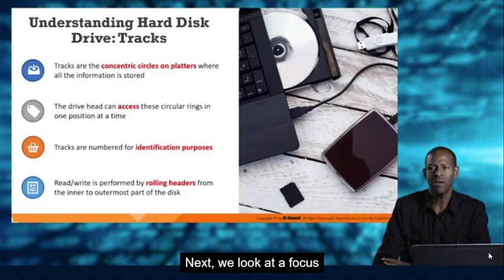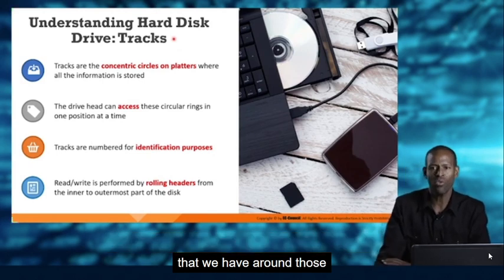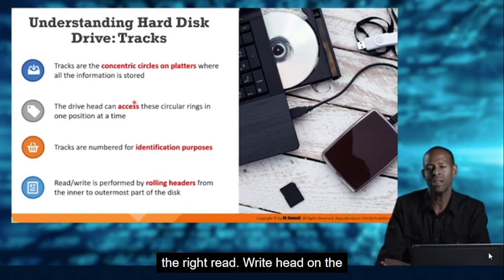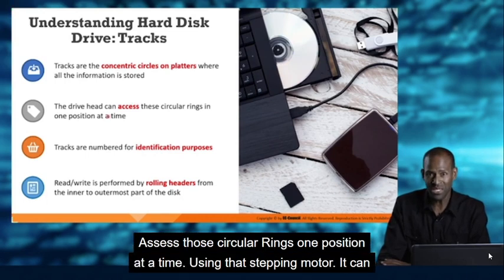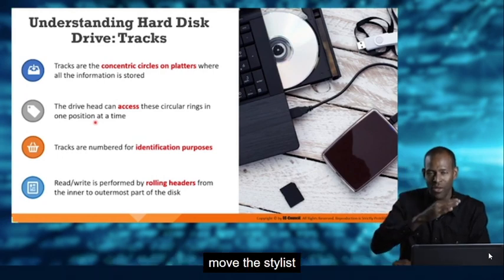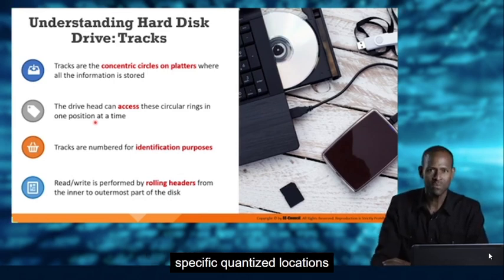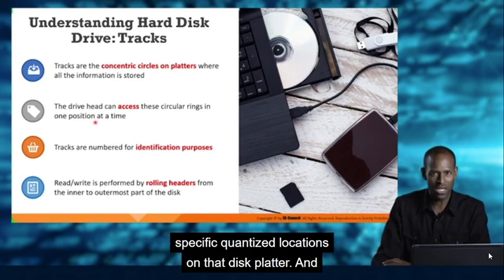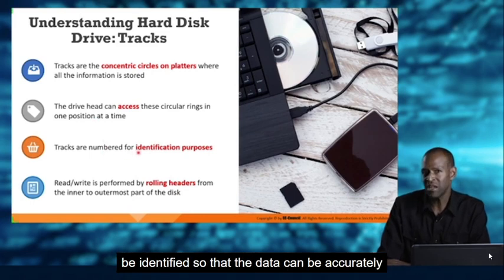Next, we look at a focus on the tracks. So the tracks are the concentric rings that we have around those platters on the disk drive. And the read-write head on the actuator can access those circular rings one position at a time using that stepping motor. It can only go in one place. So in other words, it's not like a record player where you can move the stylus wherever you want. It can only go to specific quantized locations on that disk platter. And so the tracks are numbered so that it can be identified, so that the data can be accurately accessed.